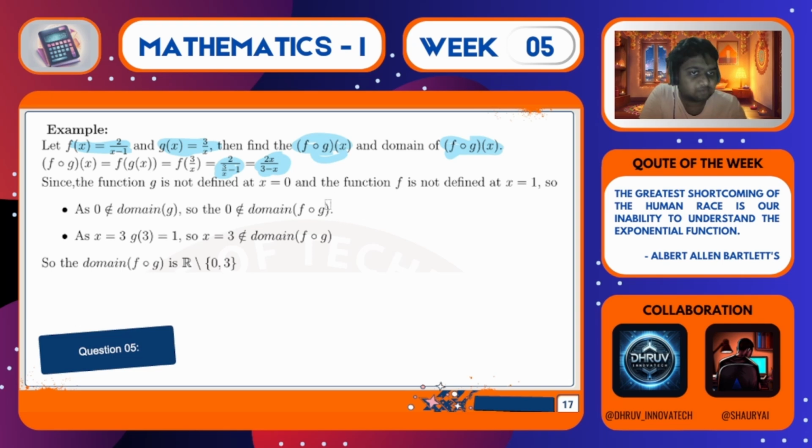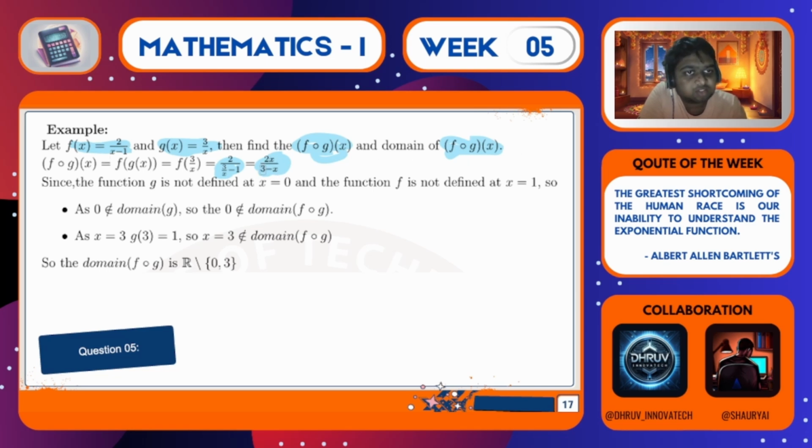And when we have to find the domain, I have specified two rules in the beginning of the lecture. One is that anything that doesn't satisfy your g(x) will not be part of the domain of your f of g(x). Meaning if something doesn't satisfy your inner function, then it will not be part of the composite function either. Here you can see if you substitute x as 0, it will become 3 upon 0, which is undefined. And when you substitute undefined in this x position, undefined minus 1, and then 2 has to be divided by it, which is not possible. That's why this composite function will become undefined at 0.